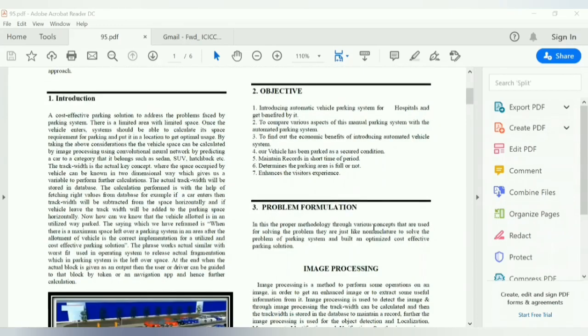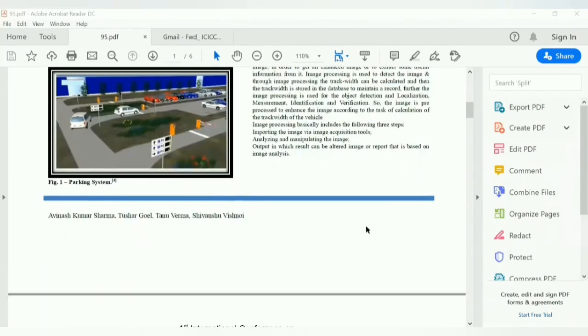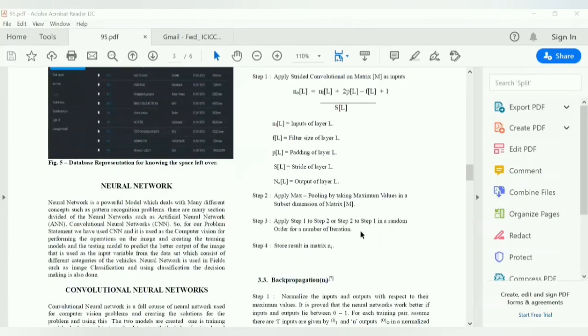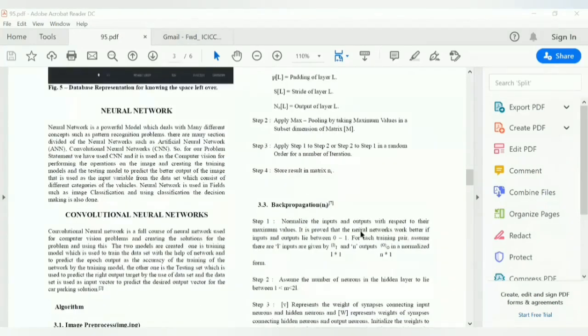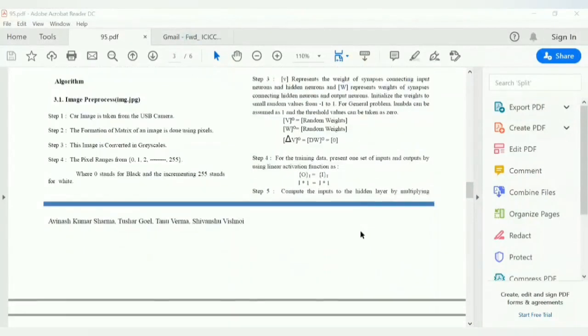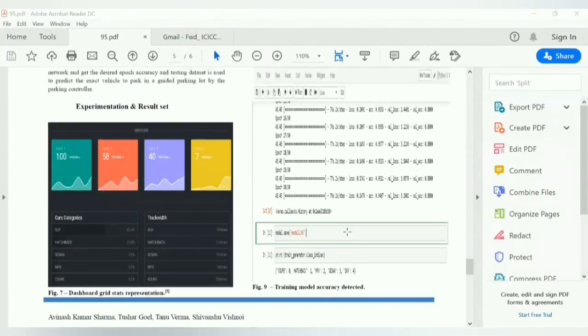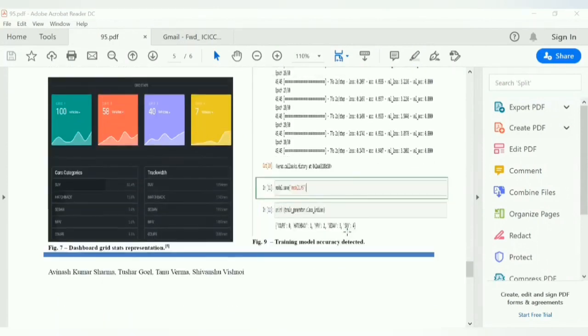Introduction part: a cost-effective parking solution to address the problems faced by the parking system. This is a limited area with limited space. Objective: introducing an automatic vehicle parking system for hospitals and benefiting from it. Problem formulation consists of image processing, stack push allotment, grid systems, database, and the concept of neural networks and convolutional neural networks. The algorithms used are image processing, convolutions, back propagation, and worst fit algorithm. Experimentation and results show an accuracy of 0.8000 over the epochs.